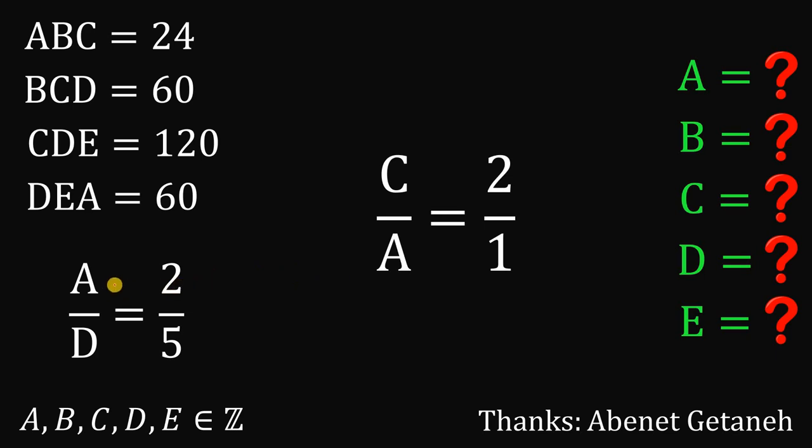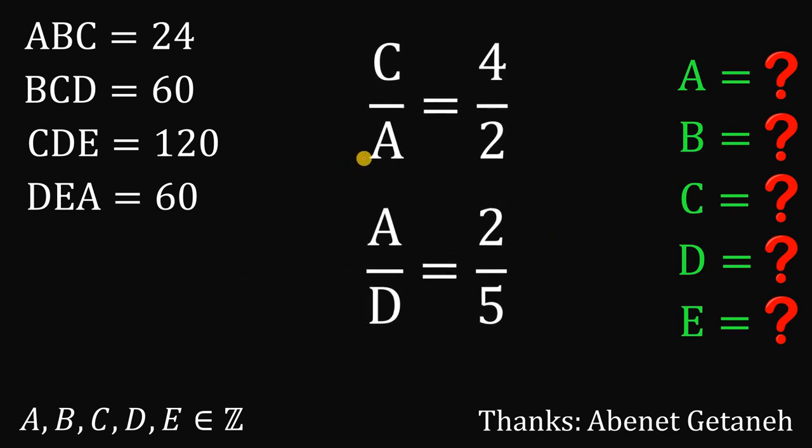Now, here comes a thing. A over D must be 2 over 5, and C over A equals 2 over 1. So why not? This is also equivalent to 4 over 2. So why not use 4 over 2? Now why do we do that?